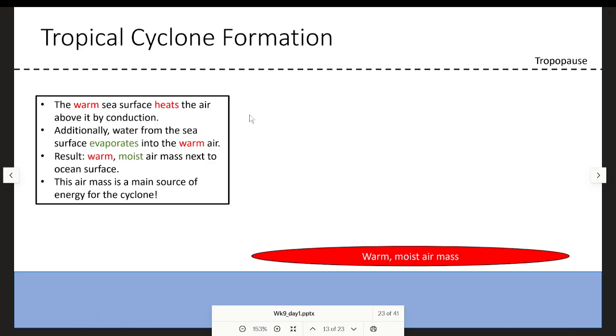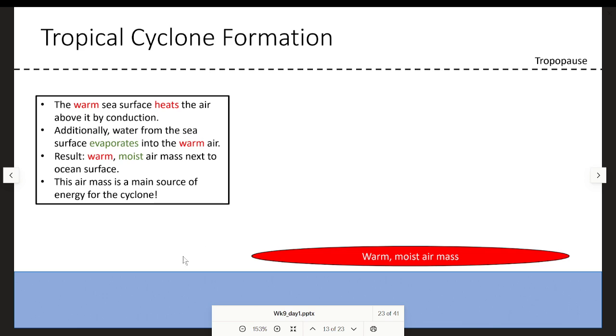So, here's a little graphic that we're gonna go through. Blue, big rectangle, this is the ocean. So, what happens? It's warm, and it heats the air above it by conduction. So, it's conducting. They're touching. That's what conduction means, heating by touching. So, this very shallow surface layer right here, just the contact layer, is heated by conduction.